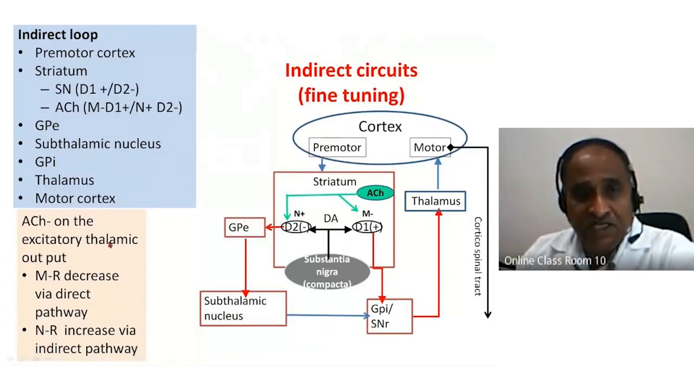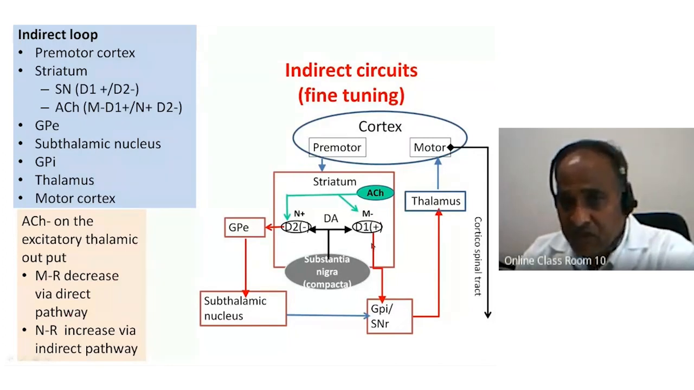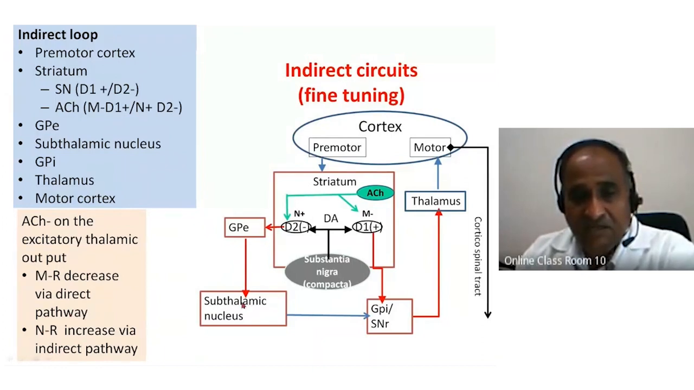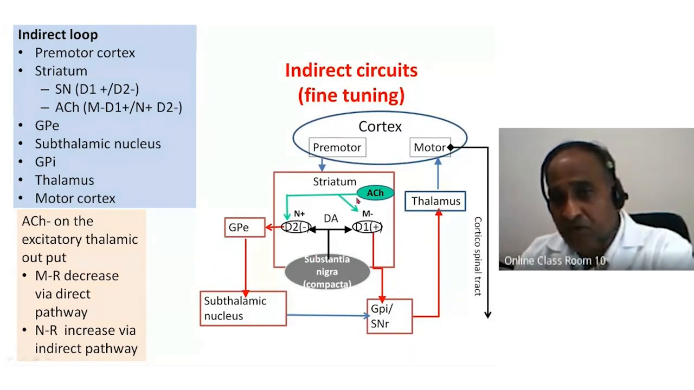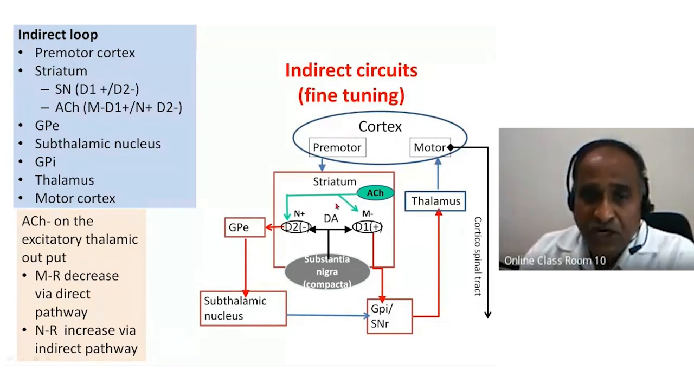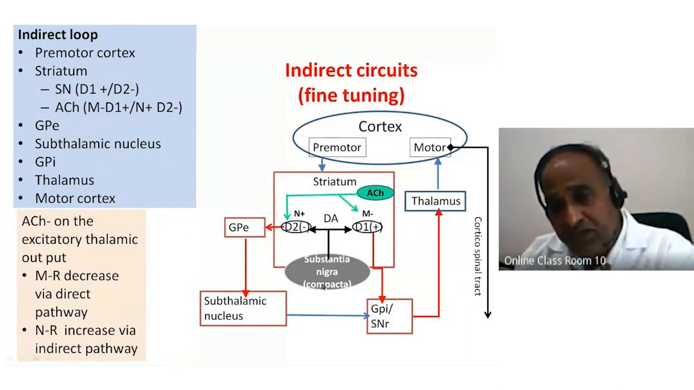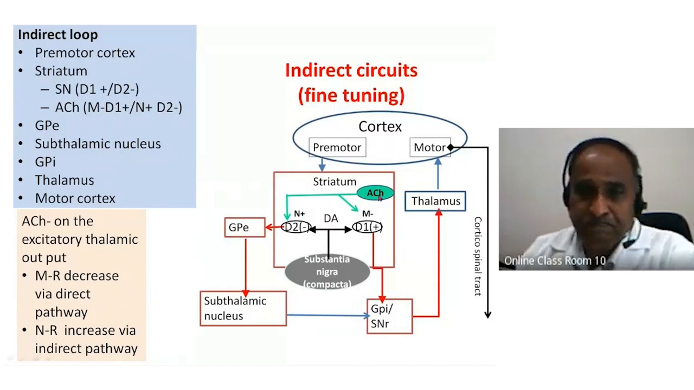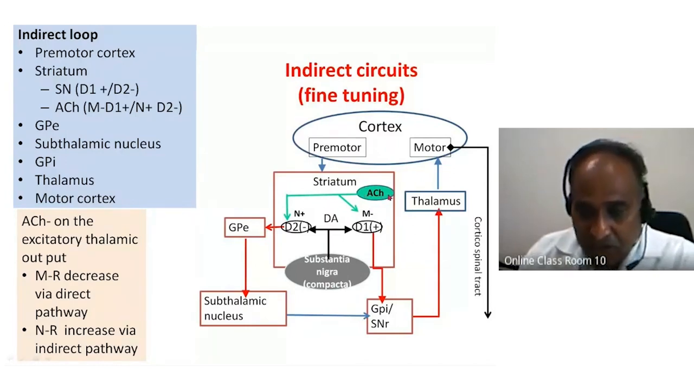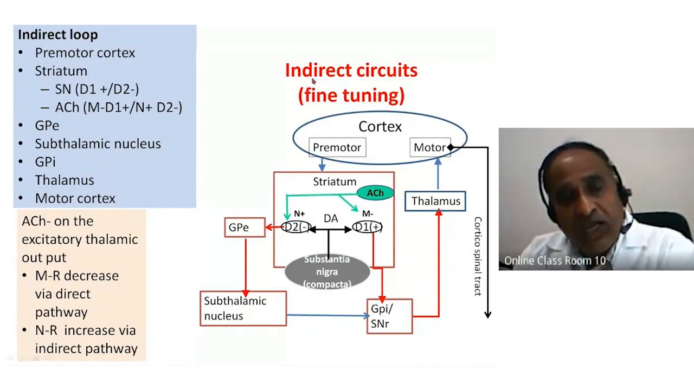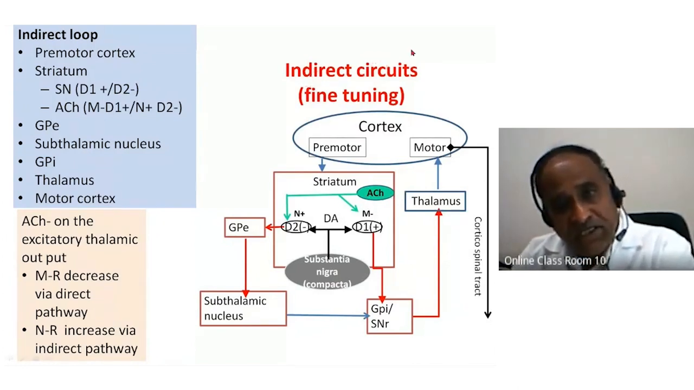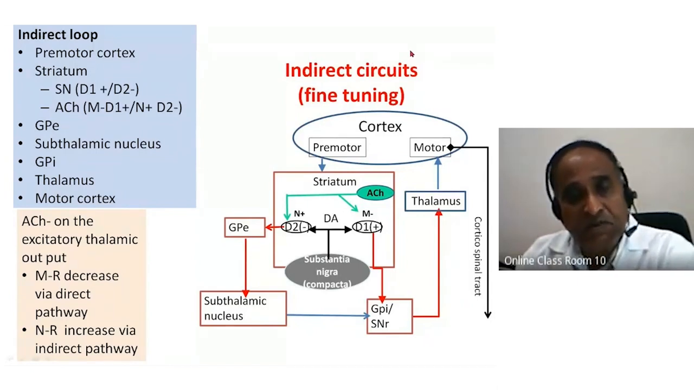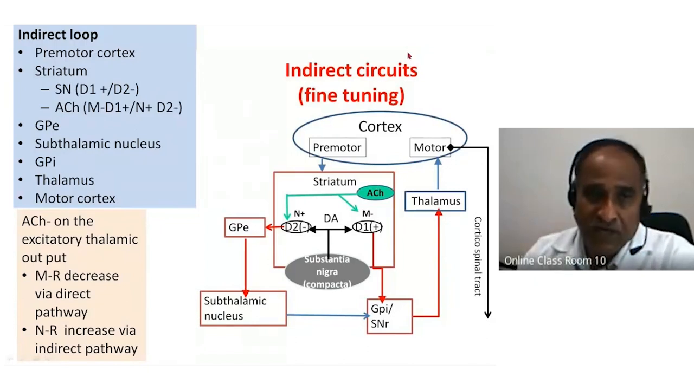The acetylcholine on the excitatory thalamic output, the muscarinic receptors decrease via direct pathway, and nicotinic receptors increase via direct pathway. So that means whatever the thalamic outputs, they try to balance each other. These two indirect and direct circuits, so that's the fine tuners, especially one from the substantia nigra and one from the intrastriatal cholinergic neurons. Okay, so now I have mentioned about direct circuits, indirect circuits, the fine tuning by dopaminergic neurons, and fine tuning by the cholinergic neurons.